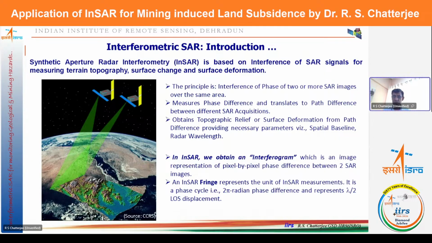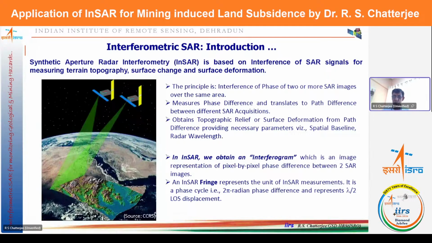From this path difference, we can calculate the surface deformation the pixel might have suffered during the time interval in which these 2 images are acquired. And if the 2 images are acquired at the same time, there is no question of surface deformation. In that case, it can also be used for other purposes, like getting a very precise terrain topography, that is the digital elevation model.